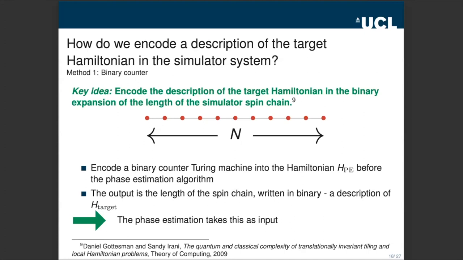The slight drawback of this method is that if we want to use it to simulate non-translationally invariant Hamiltonians, we'll find that necessarily we end up with an exponential overhead in terms of the number of spins of the simulated system. That's unavoidable and can be seen just by a simple counting argument. But this is still a very nice method.